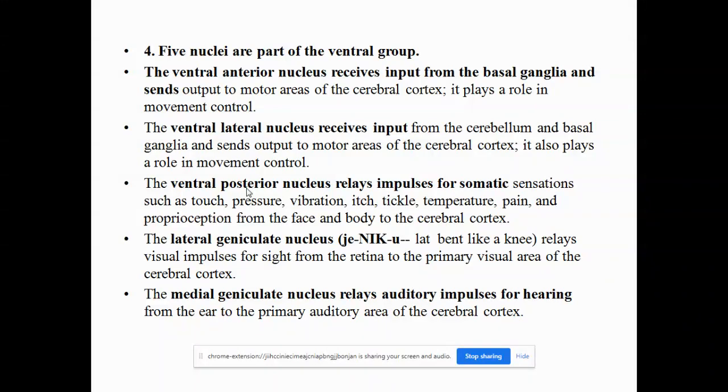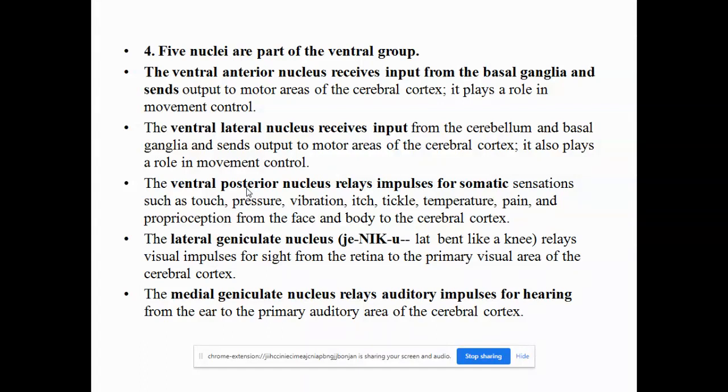So this acts as a relay in between the cerebral cortex and the other regions of the brain. The ventral lateral nucleus receives input from the cerebellum and basal ganglia and sends output to motor areas of the cerebral cortex. So this also plays a role in the control of movement. The third one is the ventral posterior nucleus. This relays impulses from the somatic sensations such as touch, pressure, vibration, itching, tickling, temperature, pain, and proprioception from the face and body to the cerebral cortex.